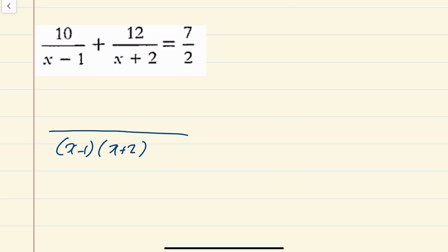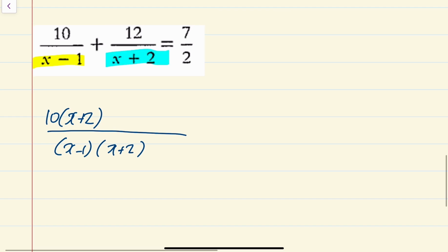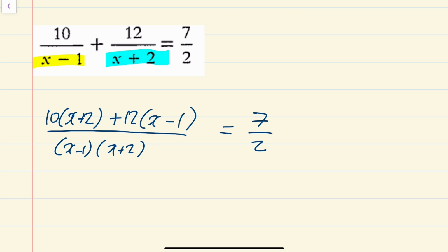And this denominator needed to get multiplied by x plus 2, so its top line gets multiplied by x plus 2. This denominator gets multiplied by x minus 1, so its top line gets multiplied by x minus 1. And then that is equal to 7/2.